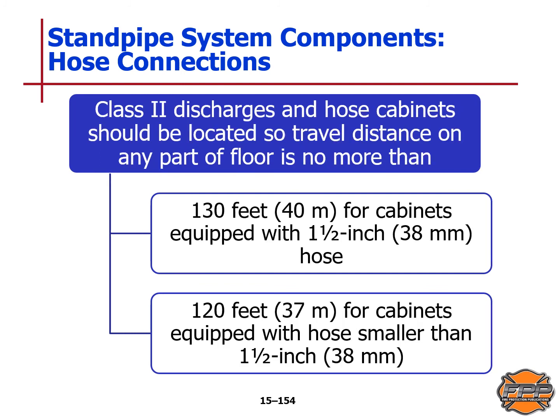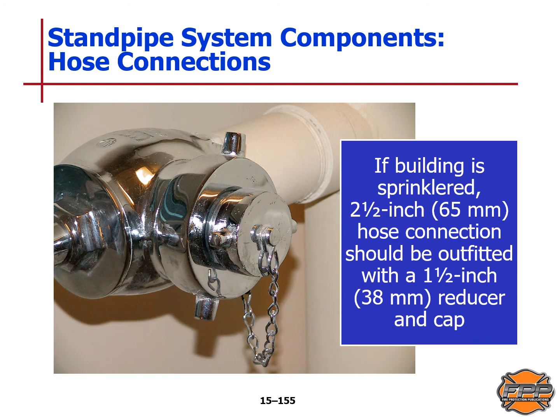Class 2 discharges and hose cabinets should be located so travel distance to any part of the floor is no more than 130 feet or 40 meters for cabinets equipped with 1.5-inch or 38mm hose, or 120 feet or 37 meters for cabinets equipped with hose smaller than 1.5-inch or 38mm. If a building is sprinklered, a 2.5-inch or 65mm hose connection should be outfitted with a 1.5-inch or 38mm reducer and cap. And you see that illustrated right here.